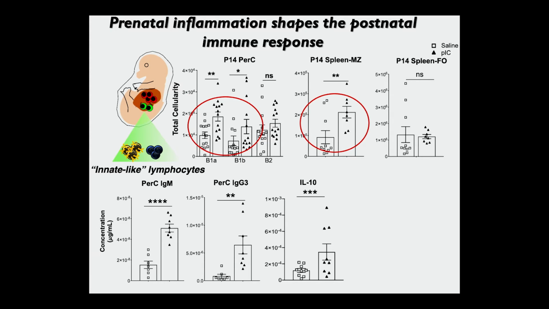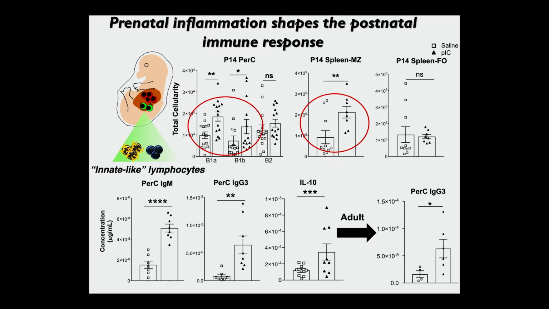We also saw that they produced a little more IL-10 in response to stimulation with LPS, and that these changes were sustained all the way out into adulthood. So we see increased natural antibody levels in the peritoneal cavity.